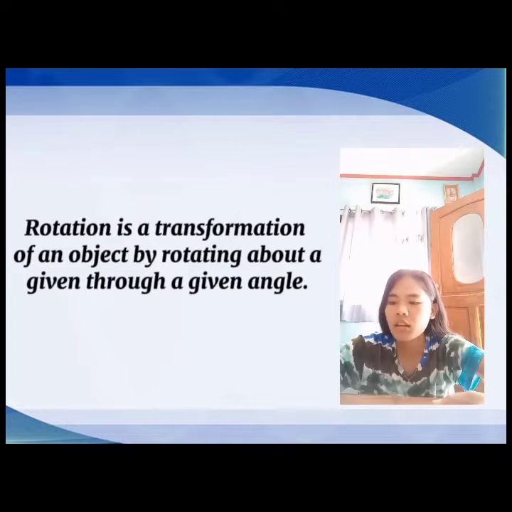I am Almera Chris Omsiperalis and I'm going to explain the rotation. Rotation is a transformation of an object by rotating about a given point through a given angle. It seems like it rotates or spins. Any rotation is a motion of a certain space that preserves at least one point. It can describe, for example, the motion of a rigid body around a fixed point.